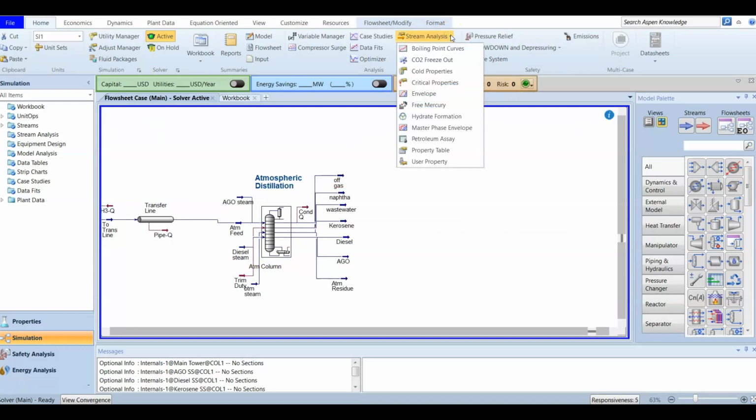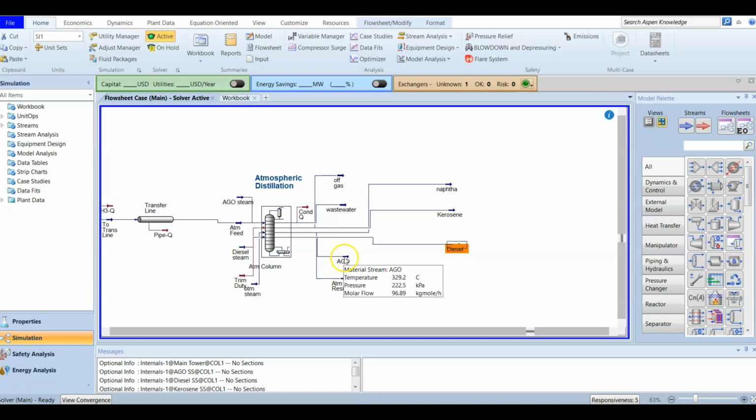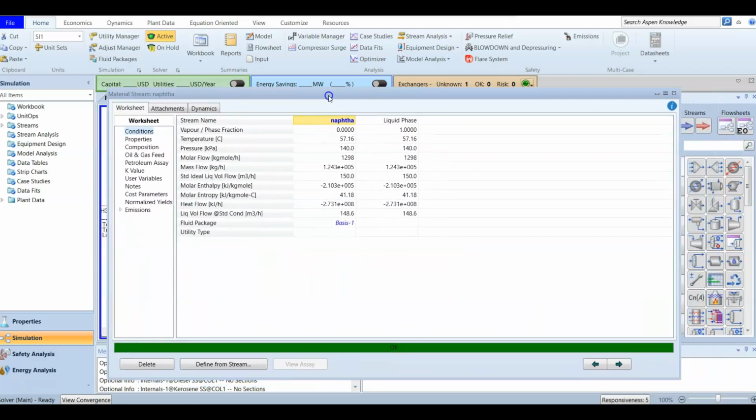This is a stream analysis and the petroleum assay from here, or you can enter each individual stream. Like here we are going to add one for naphtha, we are going to work on the quality of kerosene and also the diesel and AGO. Okay, so now we have four streams that we need to add a stream analysis or a petroleum assay. So here a double click, we have the stream naphtha.